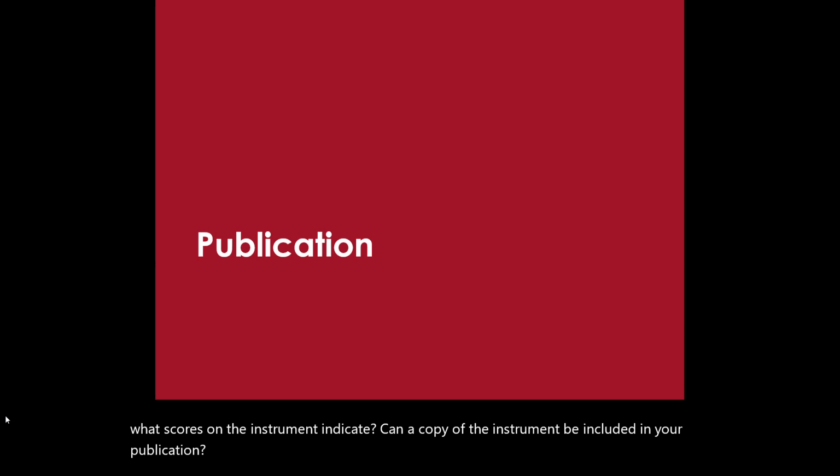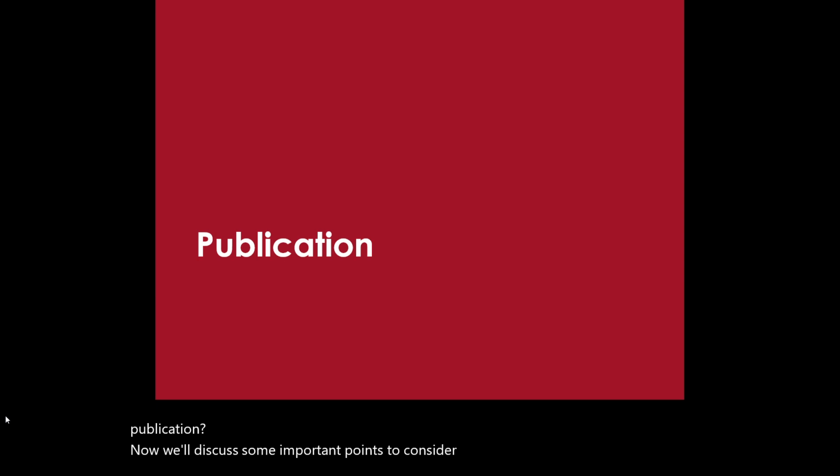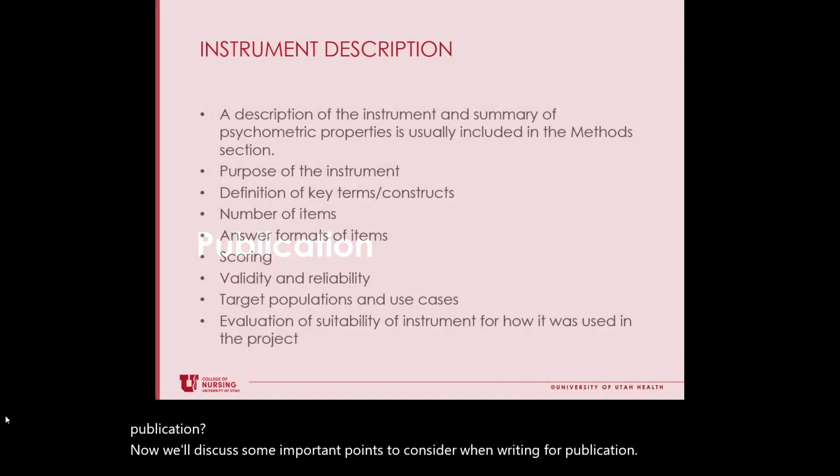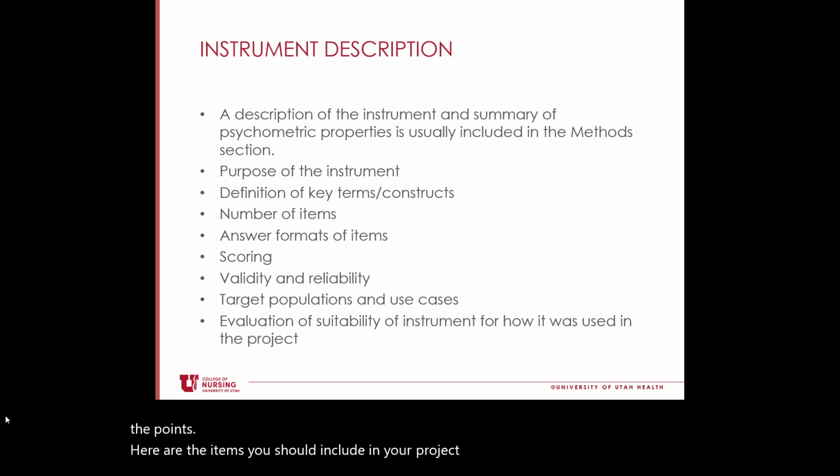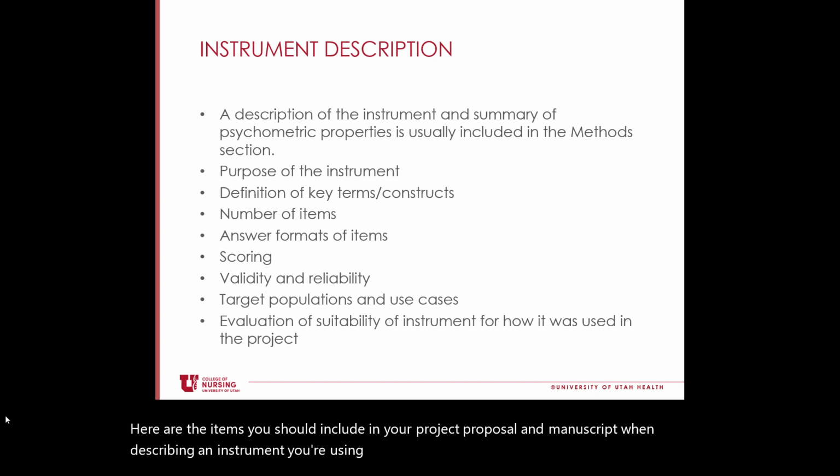Now we'll discuss some important points to consider when writing for publication. We're back at the slide I showed at the beginning. Hopefully it makes more sense. I'll reiterate the points. Here are the items you should include in your project proposal and manuscript when describing an instrument you're using in your project.